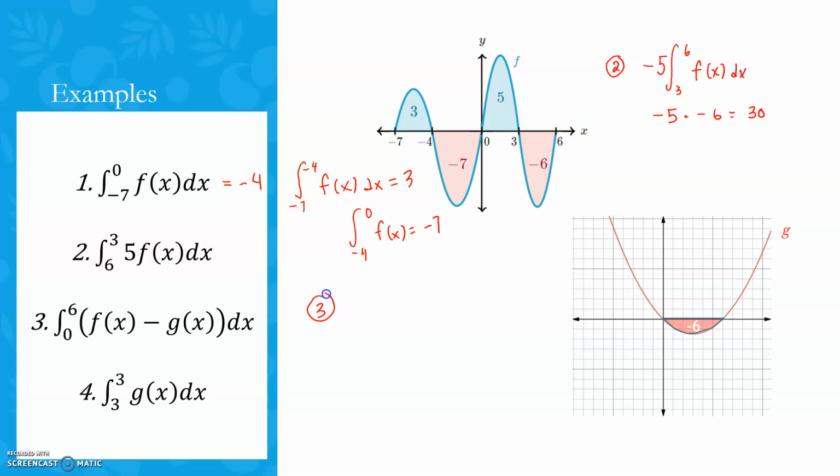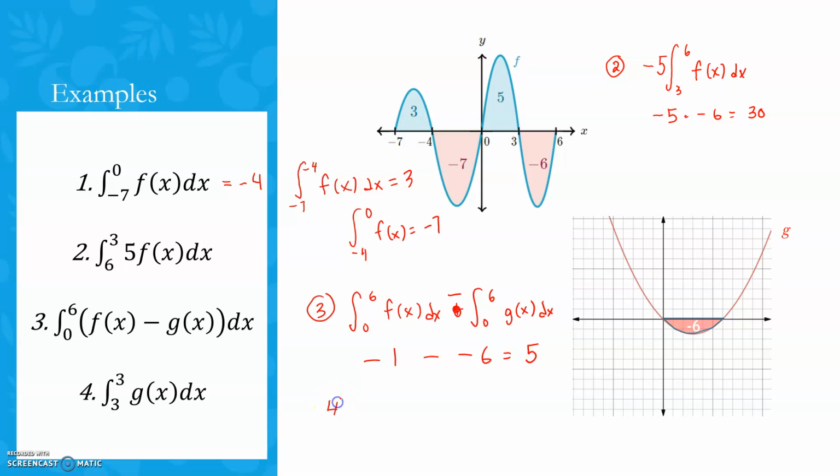Number 3, we are subtracting f and g, so we can find the integral from 0 to 6 of f of x dx, and subtract the integral from 0 to 6 of g of x. So from 0 to 6 would be negative 1 for f, minus for g would be negative 6, so minus negative 6 would be 5.